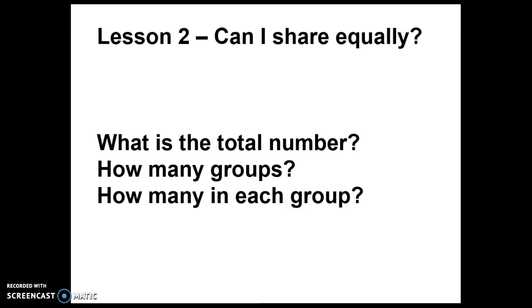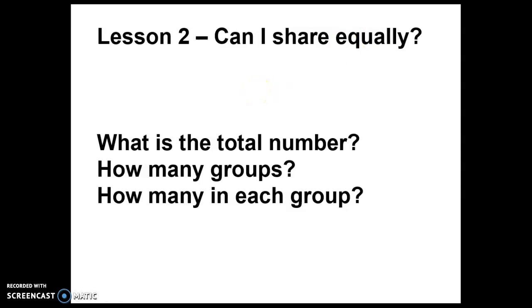In this math lesson we are going to be focusing on moving on to division this week. So our first learning intention is, can I share equally? And the things we need to think about when we are looking at this is, what is the total number?